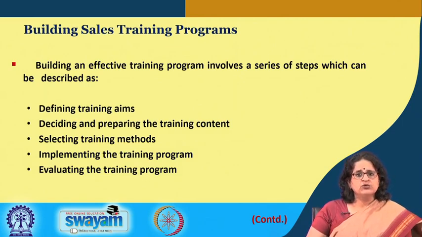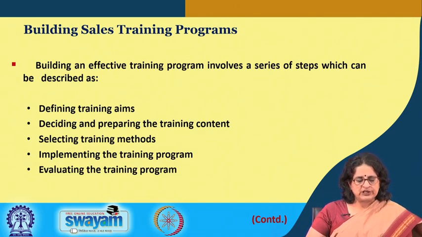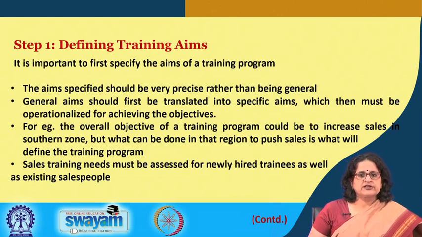where, how, who, whom, who will be the trainees, who would be trained, where will it take place, when will it happen, how will it happen, and so forth, and then you evaluate the training program. So these are the 5 different steps or 5 different stages in designing a training program. So the first step here is to define the training aims.